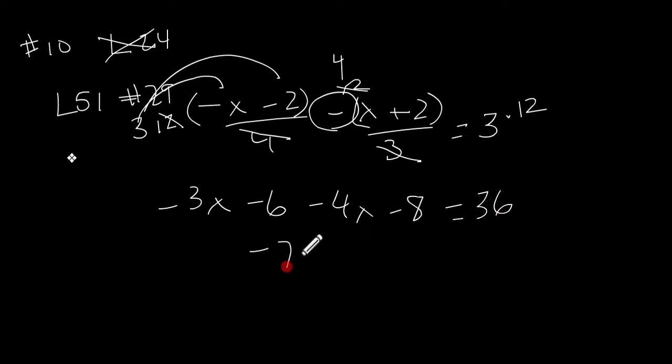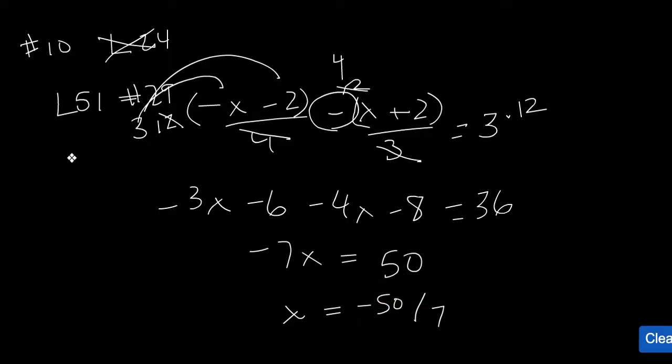Then you should get it from here. That's negative 7x. This is negative 14, and I'm going to add it to the 36, which is 50, and you get this really ugly answer: x equals negative 50 over 7. That's it. All right, halfway done. Actually, less than halfway done because I skipped a couple.